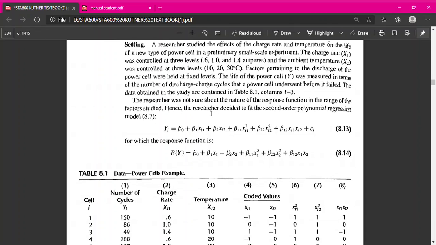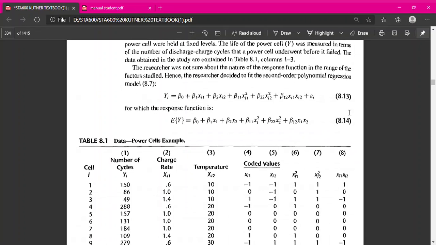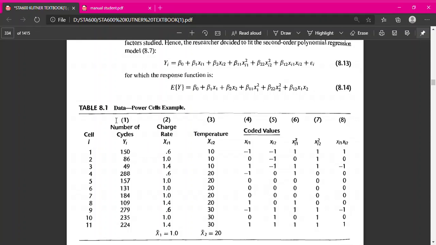levels also. Factors pertaining to the discharge of the power cell were held at fixed level. The life of the power cell was measured in terms of the number of discharge cycles that a power cell underwent before it failed. Okay, so we have this data. So kat sini, kata researcher decided to fit the second order polynomial regression model with interaction. Kita check kat sini.